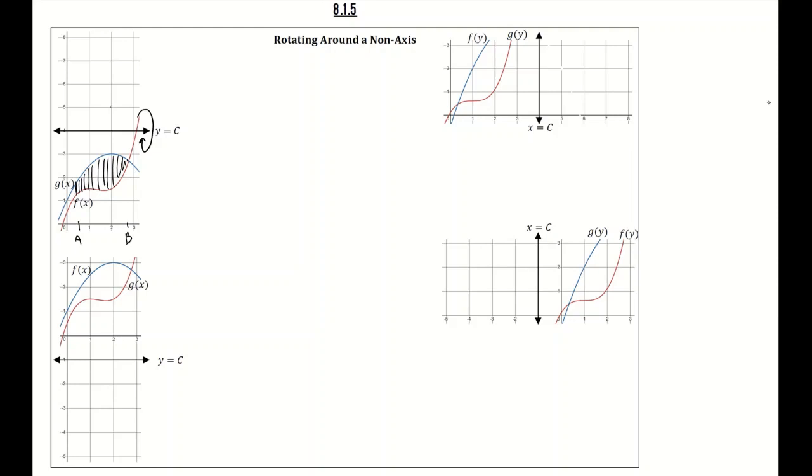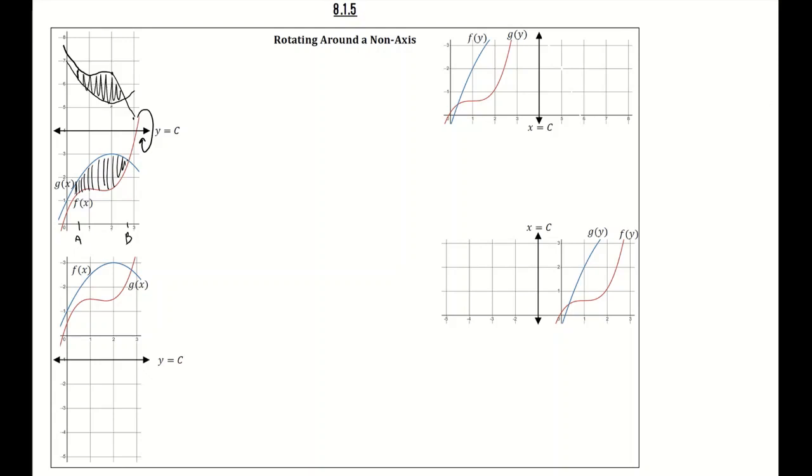Oops. Try to draw my picture first. 2.5 units away. Something like that.